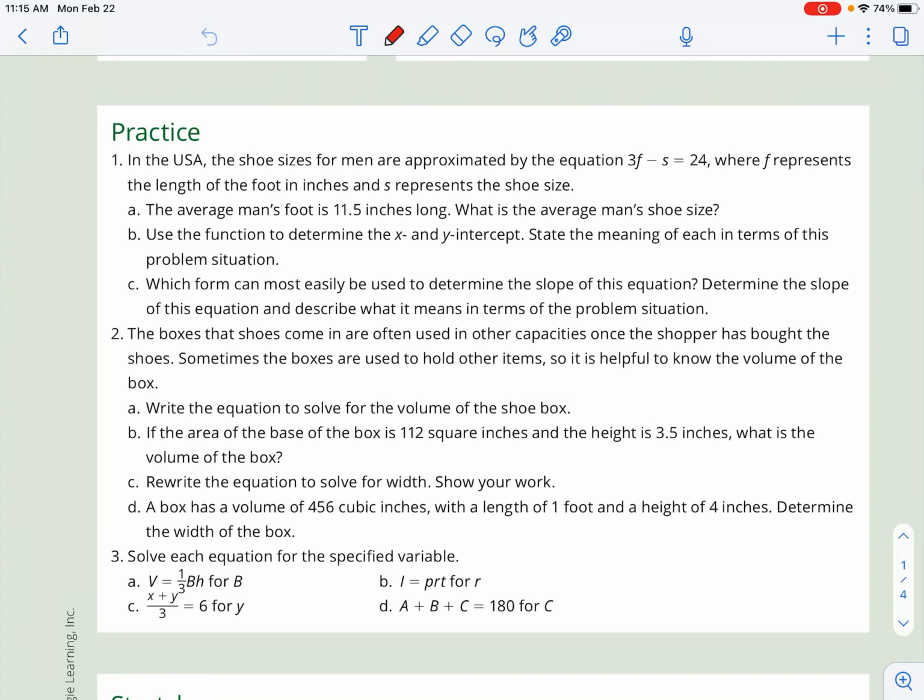Okay, practice number 1. In the USA, shoe sizes for men are approximated by that equation, 3F minus S equals 24, where F is representing the length of the foot in inches and S is representing the shoe size. Part A. If the average man's foot is 11.5 inches long, what is the shoe size?